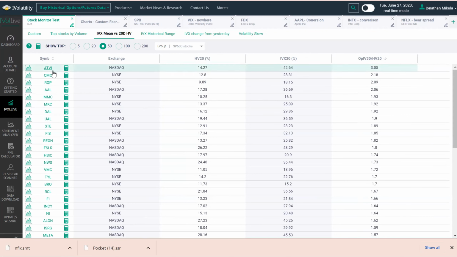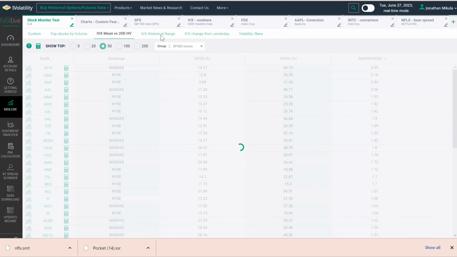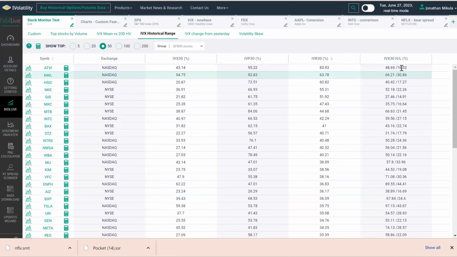Activision Blizzard is actually what we used in our first webinar on the real-time spread scanner, where I showed how to design bull vertical and bull calendar spreads on Activision. You see we have Chipotle. So I always get one or two interesting ideas by looking at this tab, IVX mean versus 20-day historical volatility. I like to see a reading of 2 or higher, which shows that the future could be twice as volatile as the past.